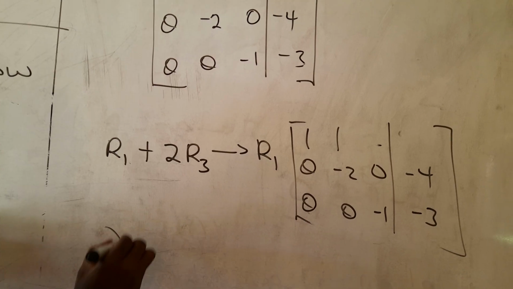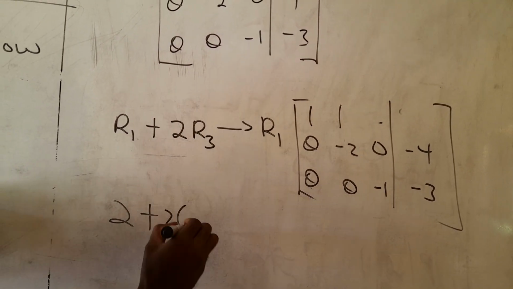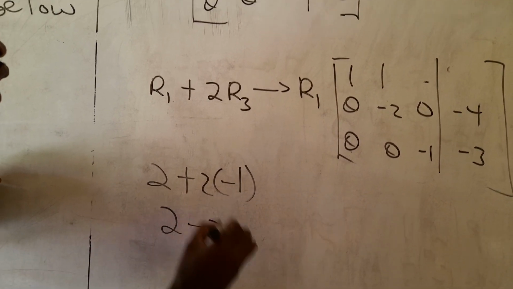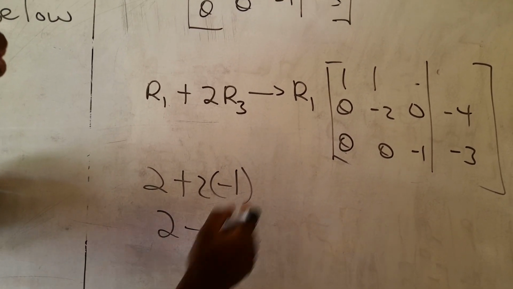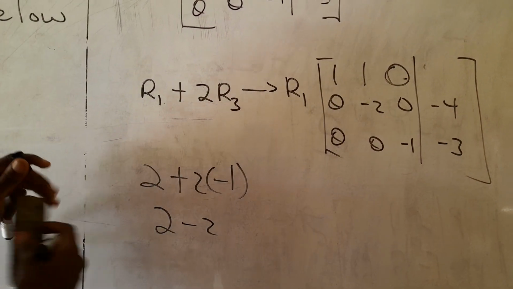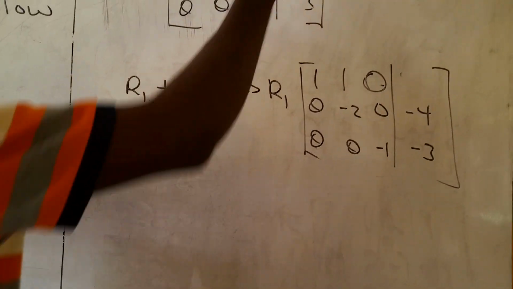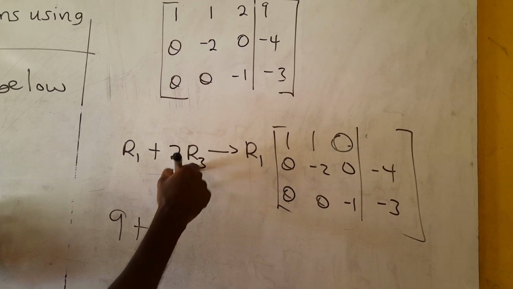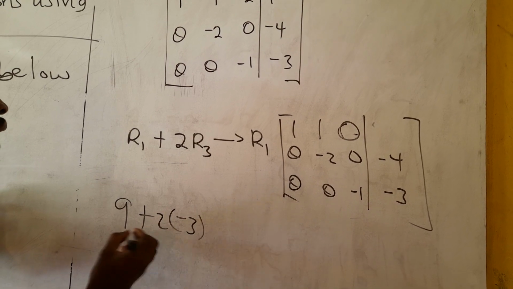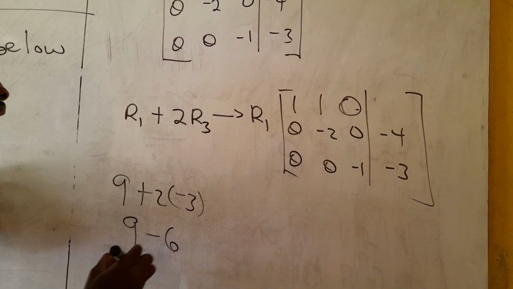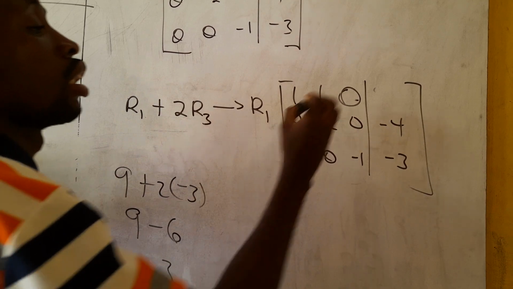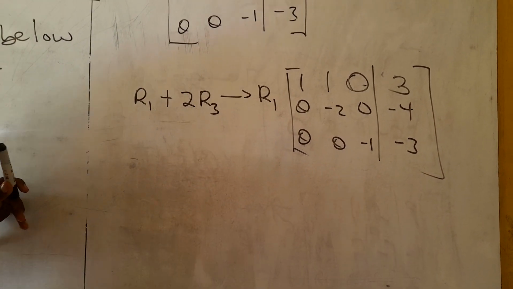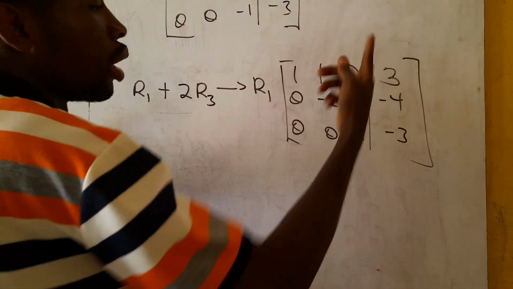The next one is this against that. Our R1 there is 2, plus 2 times our R3, which is negative 1. So 2 times negative 1 will be negative 2. 2 minus 2 is 0. So this place is 0. Now this against that. Our R1 there is 9, plus 2 times our R3, which is negative 3. Now, 2 times negative 3 will be negative 6. 9 minus 6 is 3. So, 3 there. So, now we have succeeded in making this one 0.